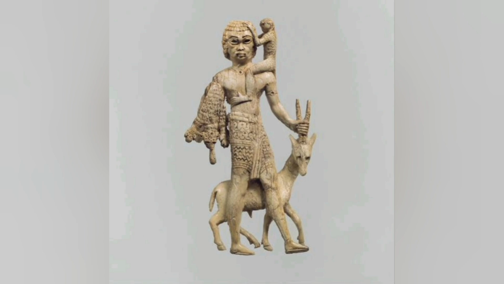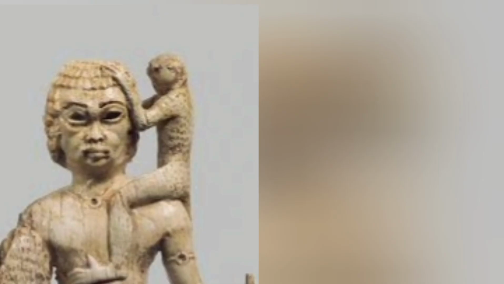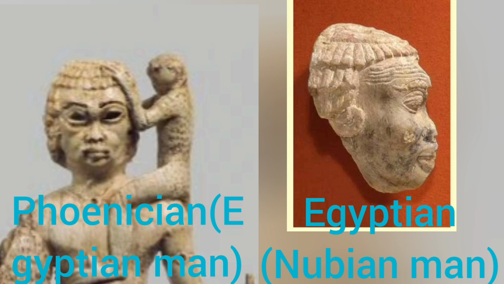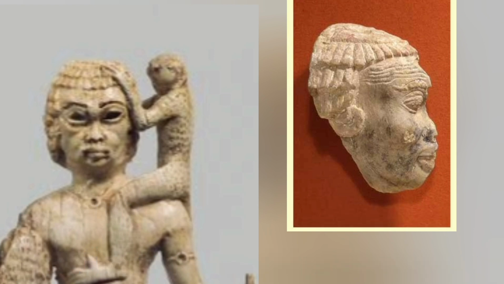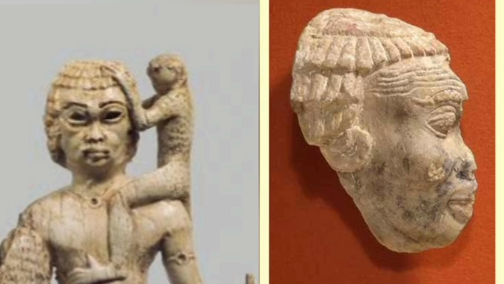Next, we have the Phoenicians, where the word phoenix comes from. And as you can see, they depict an Egyptian man, and you can see he's Egyptian because of his hair and the stylization. He's wearing a loincloth, and he's got a monkey on his shoulder and a leopard, I suppose, holding a goat. And this African man that you can see, that he looks pure African, has the Nubian wig on his head. And that wig, again, notice the similarities between this man and how the ancient Egyptians depict Nubians. This is how Phoenicians depict Egyptians.